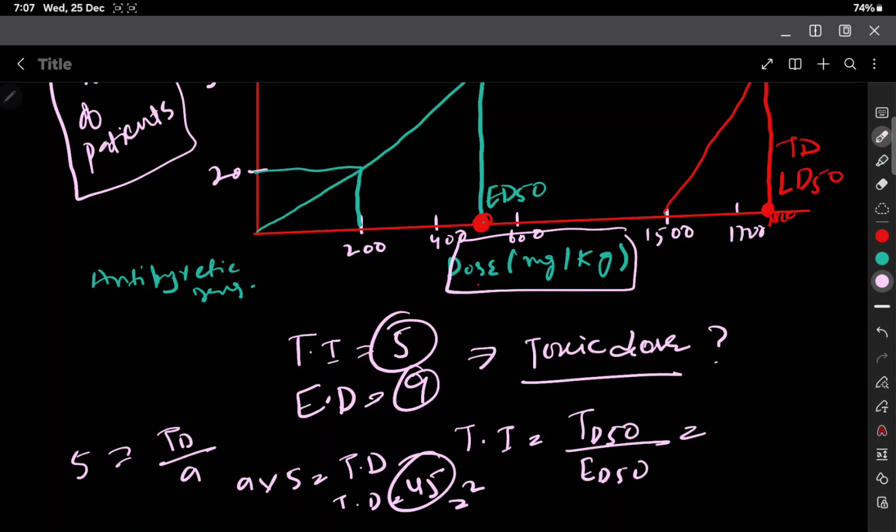So this is an example of how we can calculate the toxic doses, the lethal doses, and the therapeutic index of any drug, because sometimes in competitive examinations they ask these types of questions. Okay.